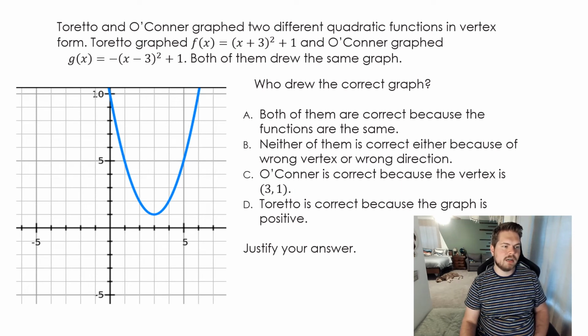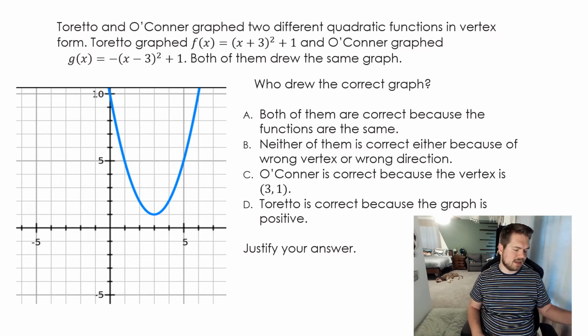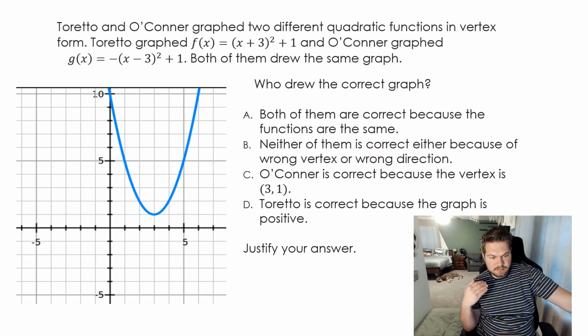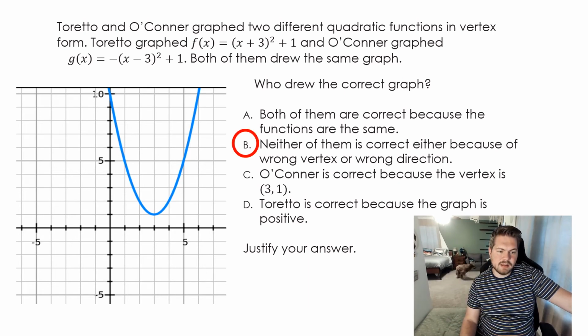All right, Torito and O'Connor graphed two different quadratic functions in vertex form. Torito graphed f of x equals x plus 3 squared plus 1, and O'Connor graphed g of x equals negative 1 times x minus 3 squared plus 1. Both of them drew this graph, which is kind of crazy. Let's go over why. I'll give it away that neither are correct. So let's go over why.